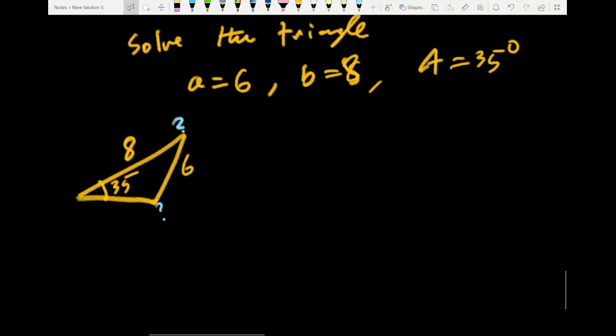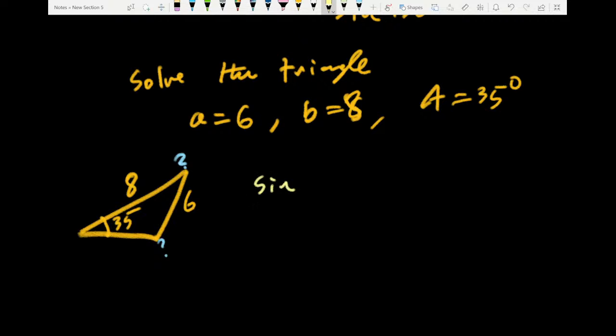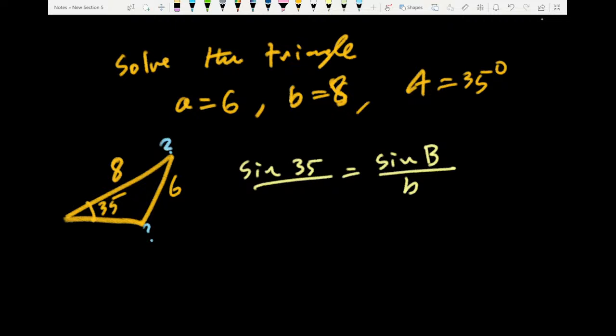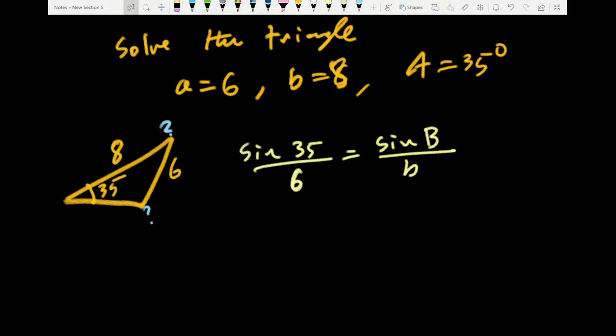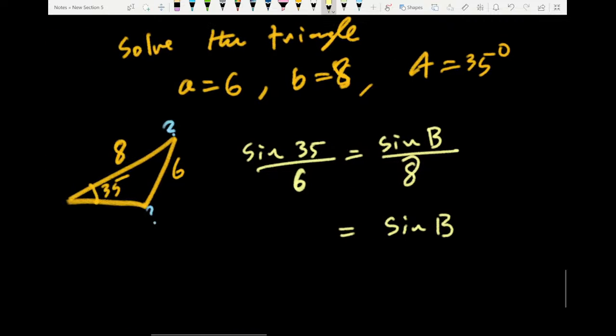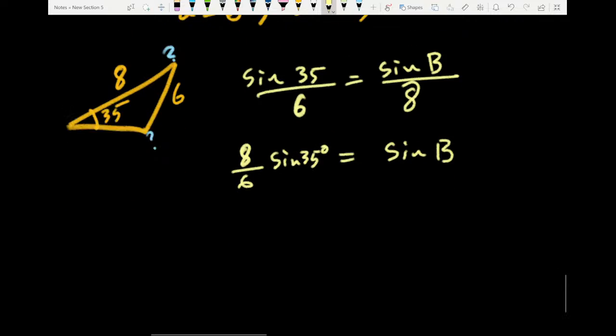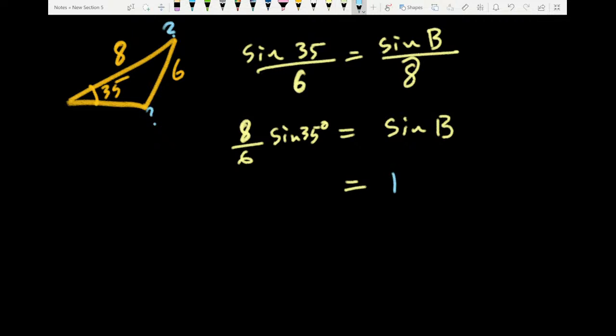Let's start this problem. Let's use sine of 35 over A equals sine of angle B over B. We know A is 6, and B is also 8. So sine B equals 8 over 6 times sine of 35. So B equals the sine inverse of this whole thing.